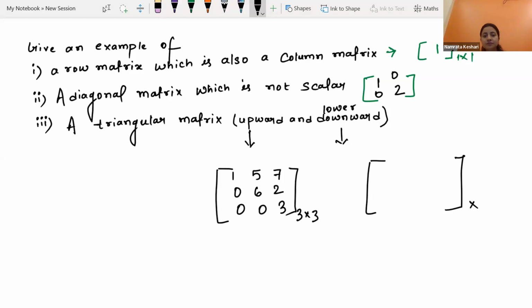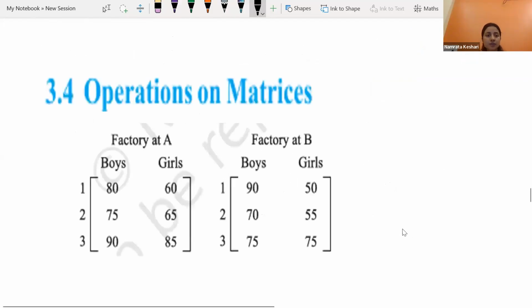For the downward triangle, I also need to draw it to visualize. 0, 0, 0. 1, 0, 0, 5, 7, 0, and 6, 2, 3. So these are the examples of upper triangular matrix and lower triangular matrix.